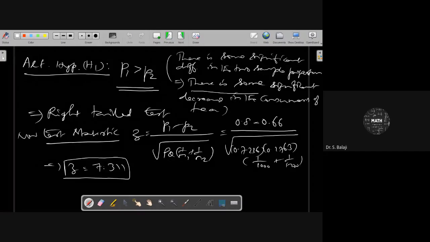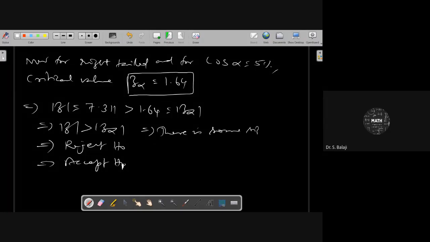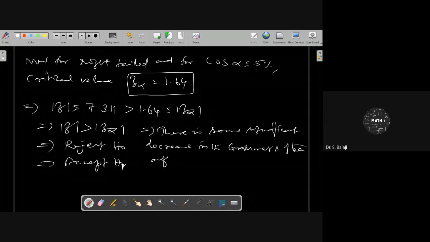Yes, there is some significant decrease in the consumers of tea after the increase in excise duty. After the increase in excise duty, you write the conclusion like this. There is some significant decrease in the consumers of tea after the increase in excise duty.